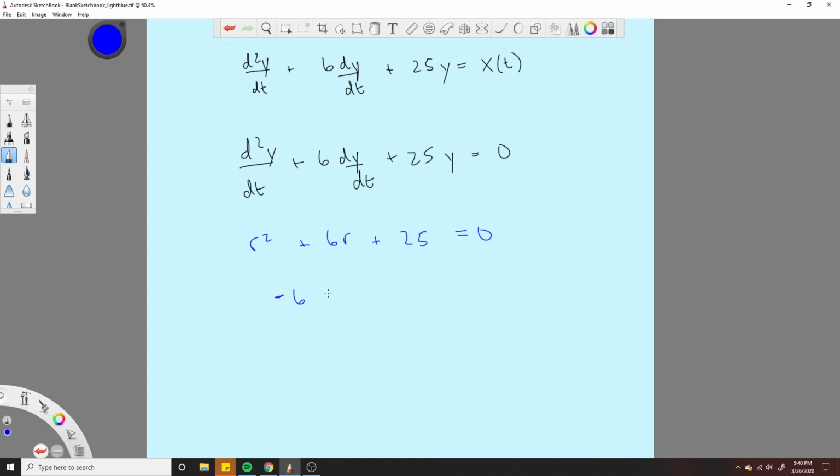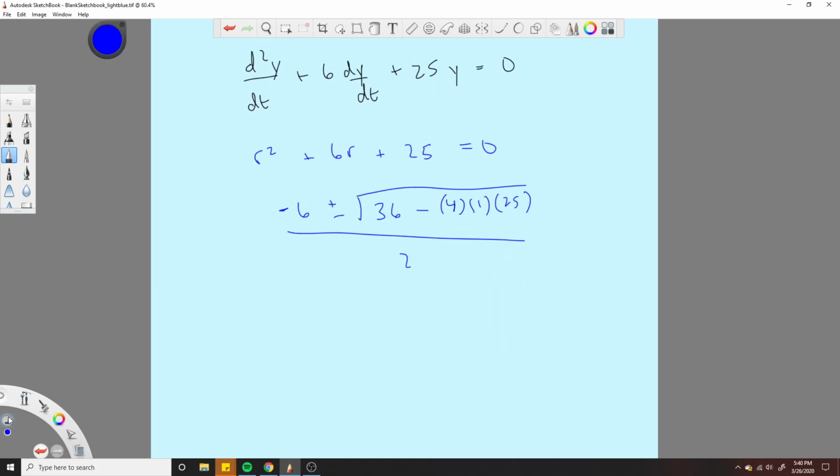Negative b plus or minus the square root of b squared, which is 36, minus 4 times the coefficient here, which is 1, times the coefficient here, which is 25, all over 2. So, well, let me finish this real quick. 6 over 2 plus or minus the square root of 36 minus 4 times 25, which is 100. Okay.